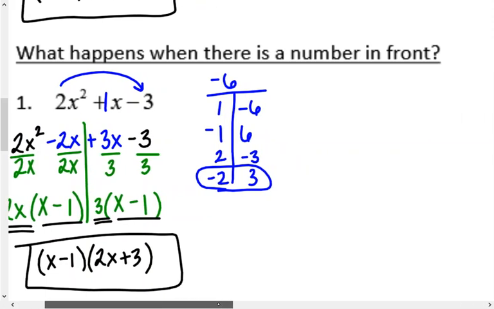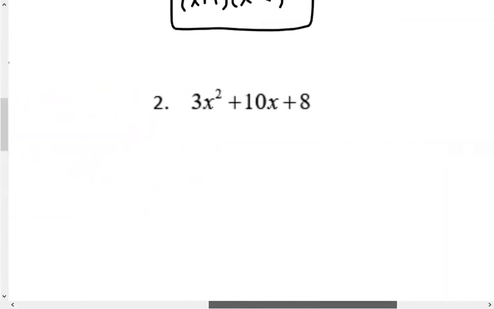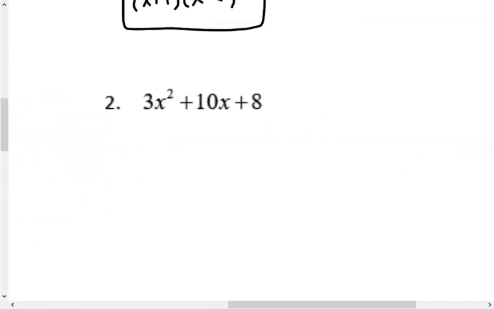Okay, we're going to do 3 more examples. So now we're looking at this one. So again, I first want to check, is there a GCF? So can I divide everybody by that front number? In this case, no, I can't.